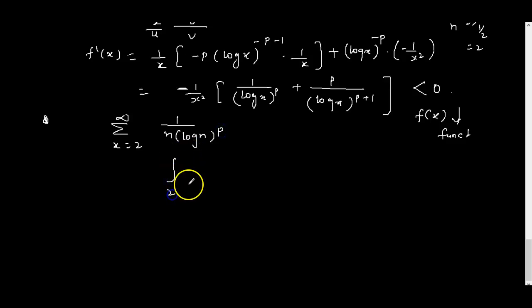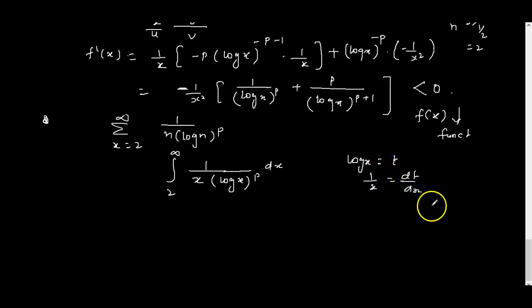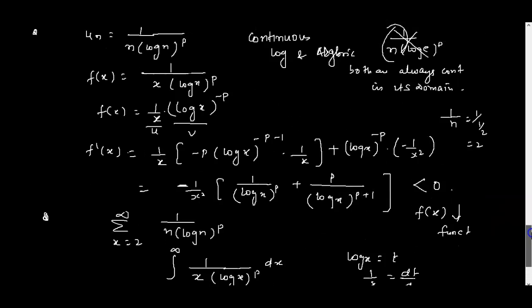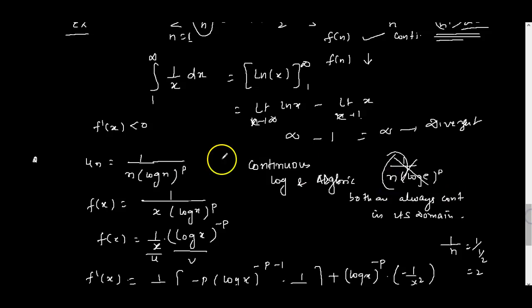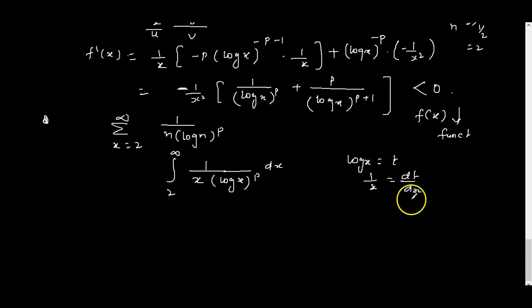So we can integrate here because we already know that this is continuous and decreasing. So f of x is 1 by x, log of x to the power of p, dx. Log of x I will consider as t, and 1 by x dx as dt. Why from 2 to infinity? Because if we write 1, log 1 gives 0, right? And at infinity it is infinity. So from 2 onwards. Here dt is equal to dx by x, that is dx is equal to x into dt.